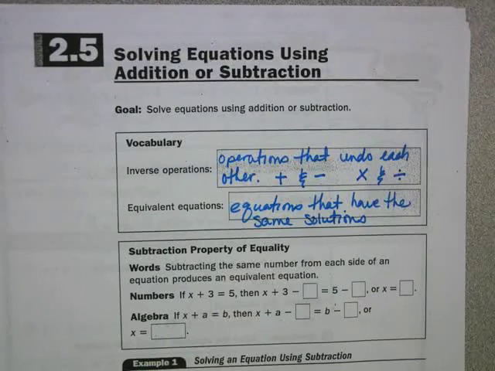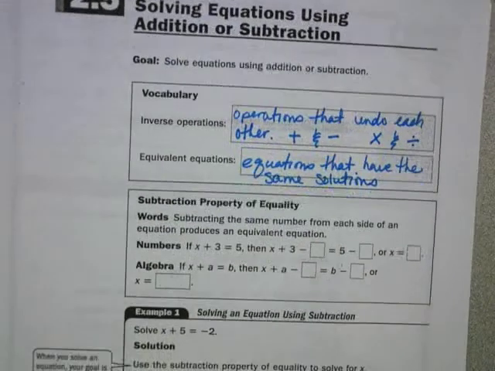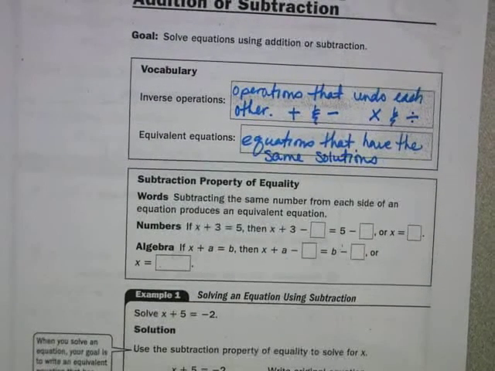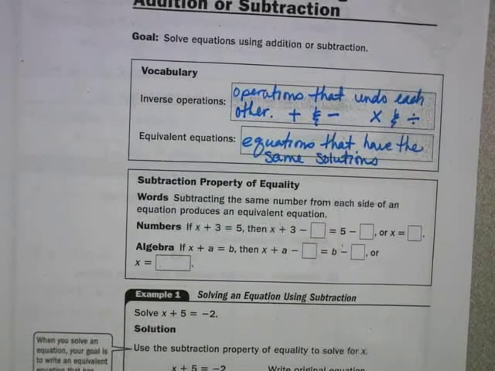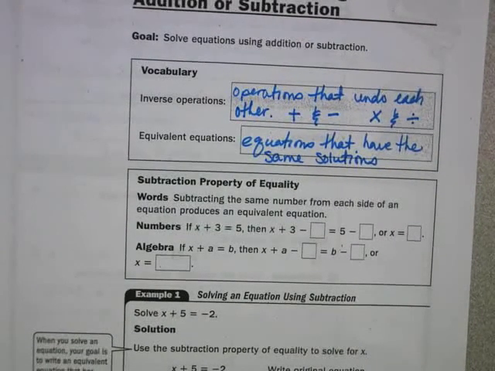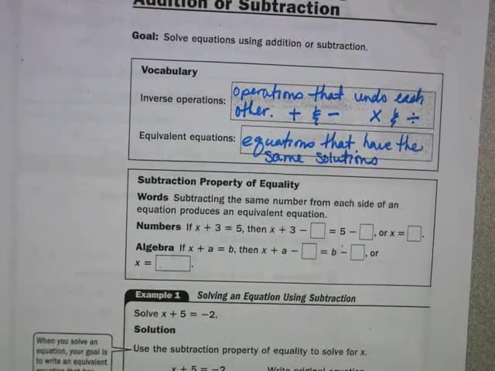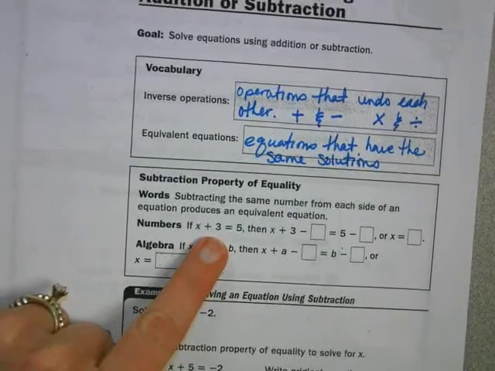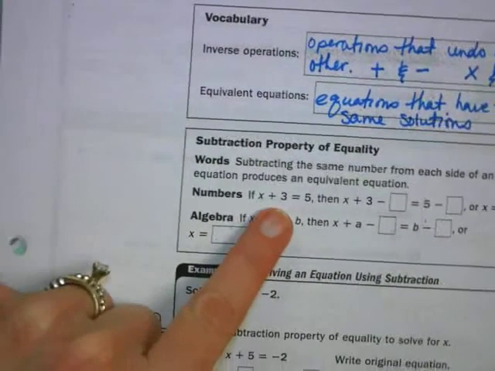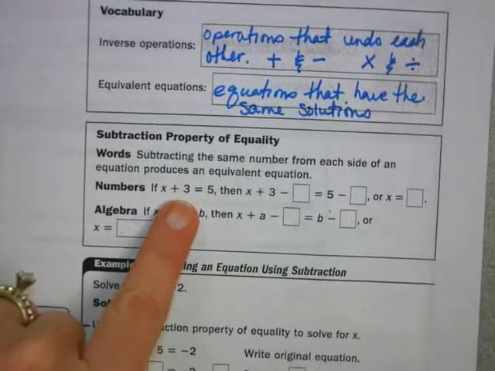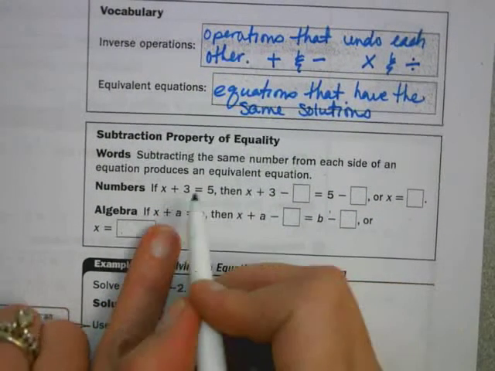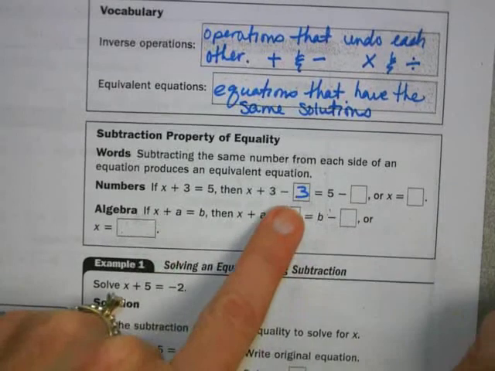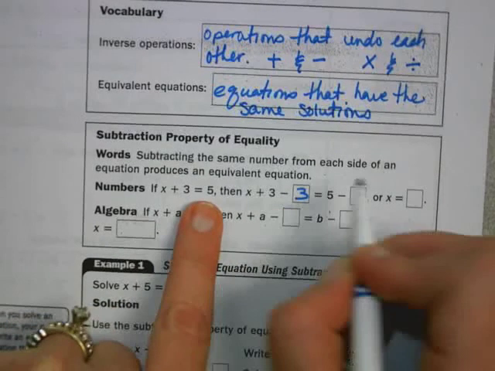Okay, so we're going to first look at the subtraction property of equality. You guys know this one, right? We already did this property. In words, subtracting the same number from each side of an equation produces an equivalent equation. So if I have the equation x plus 3 equals 5, you can already tell what x is going to be, right? What number plus 3 is 5? It's going to be 2. But if you weren't sure, how would you get rid of adding 3? You would subtract 3. But whatever we do to one side, we'd have to do to the other.